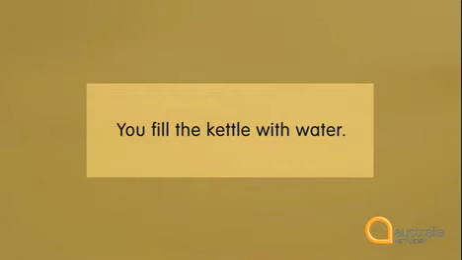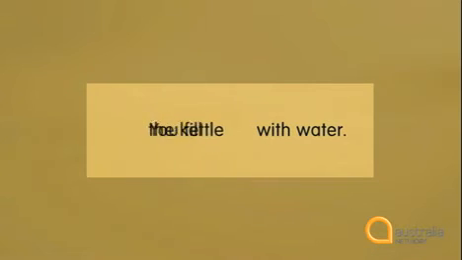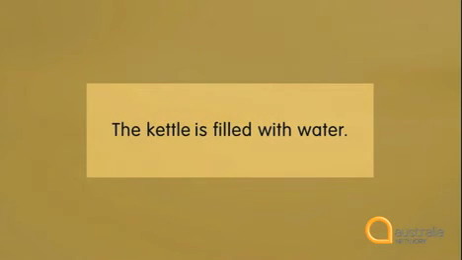Okay, let's start at the beginning. You fill the kettle with water. What's the verb? Fill. The subject? You. The object? The kettle. The passive verb is filled. The new sentence is, the kettle is filled with water.